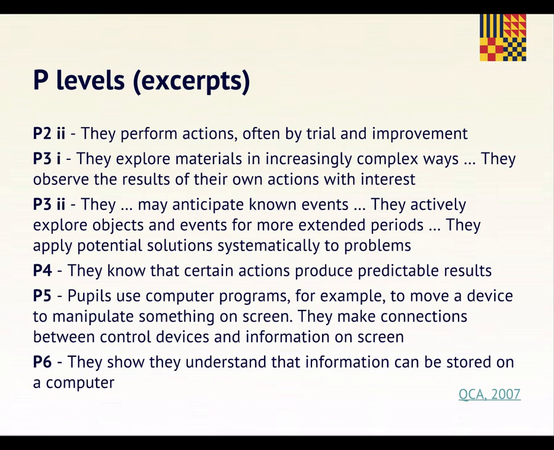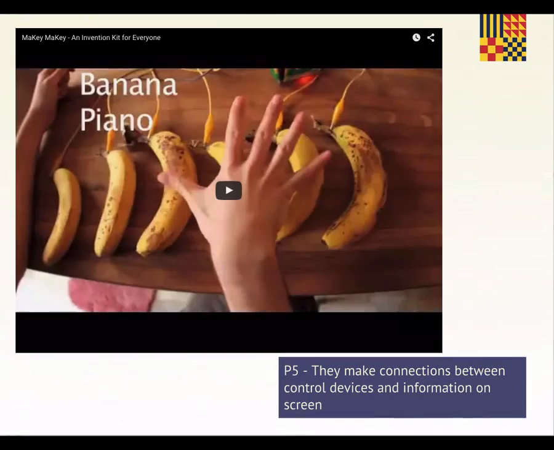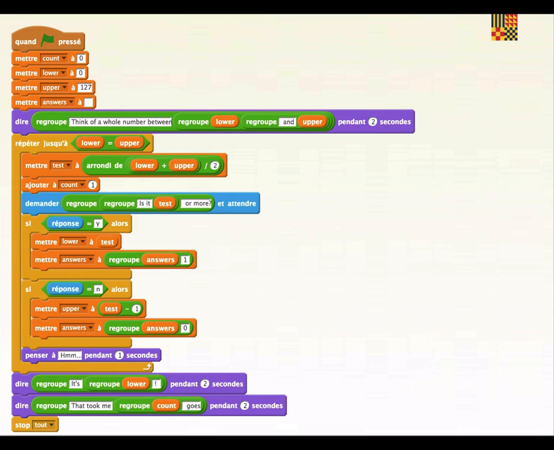Perform actions often by trial improvement. That's the beginning of an experimental, logical reasoning approach. They know certain actions produce predictable results. My logical reasoning thing is in there. The computational thinking, if not necessarily the Python programming, is there for all. And you have inclusive and assistive technology such as Makey, which is fab.